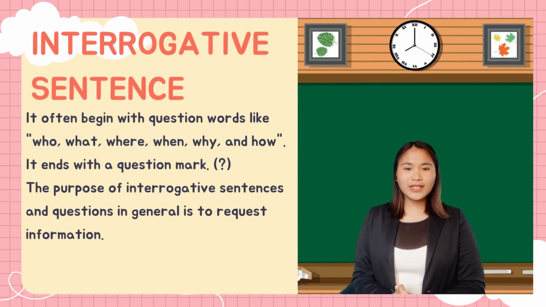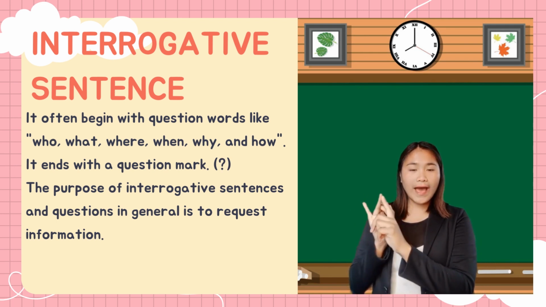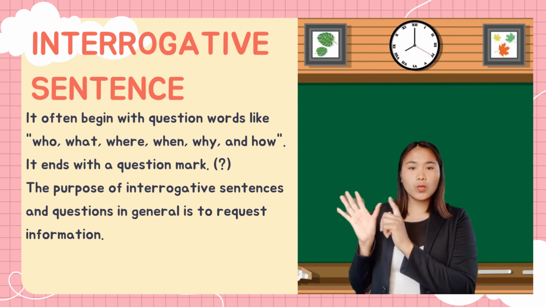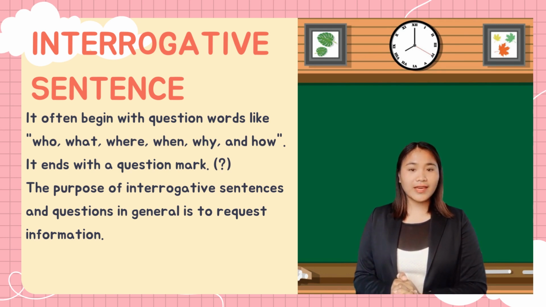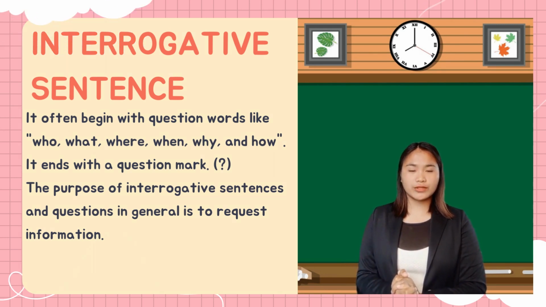Next is the interrogative sentence. Class, say interrogative. Perfect! Interrogative sentences, class, often begin with words like who, what, why, where, when, and how, and end with a question mark. The purpose of the interrogative sentence, or questions in general, is to request information.